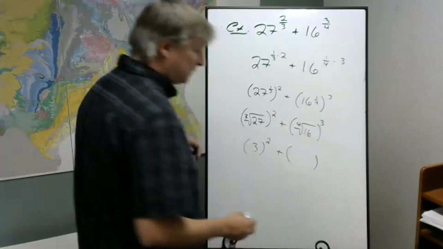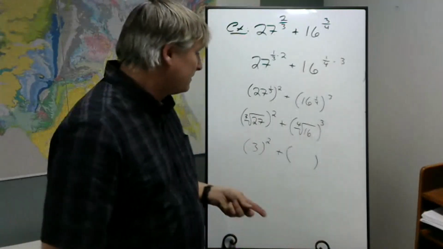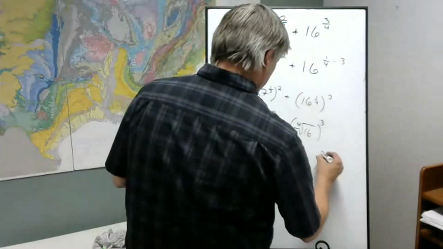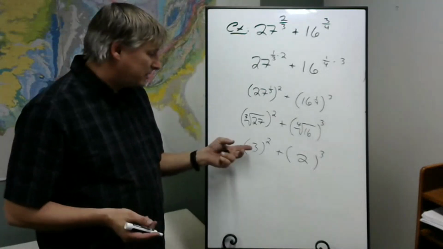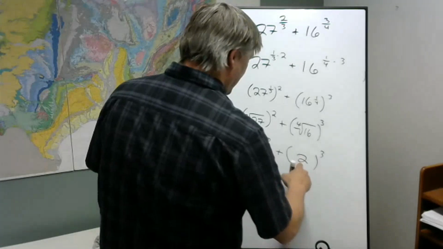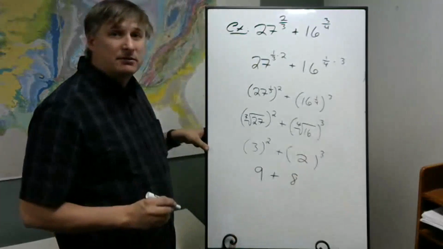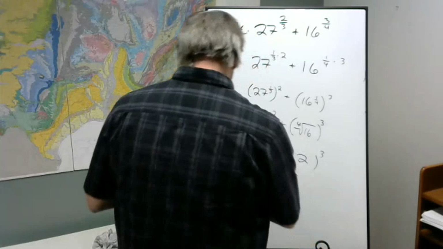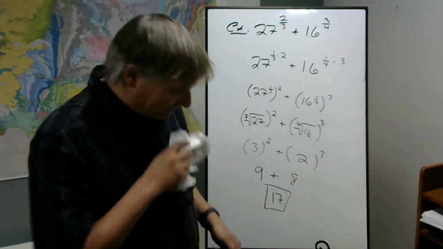Now the fourth root of 16, 2 times 2 times 2 times 2. We need 4 2's. And so that means the fourth root of 16 is 2. And so now we can apply our exponents. 3 squared is 9. And then 2 cubed is 8. We add those together, we get 17. And that's going to be our answer.